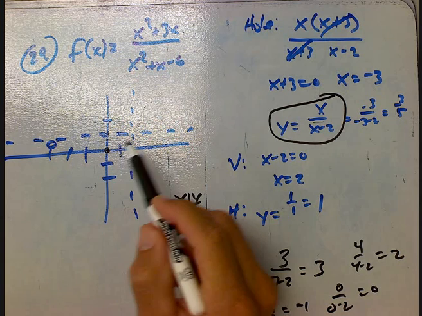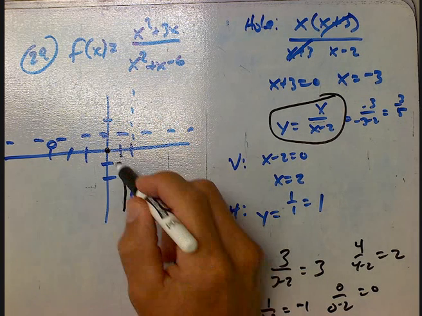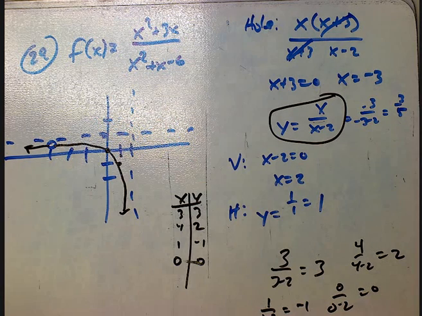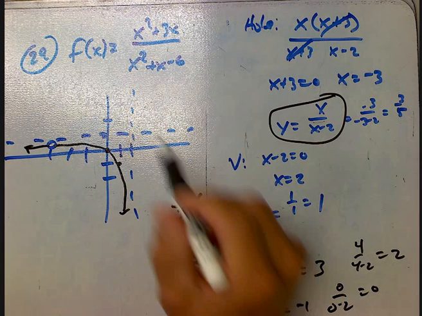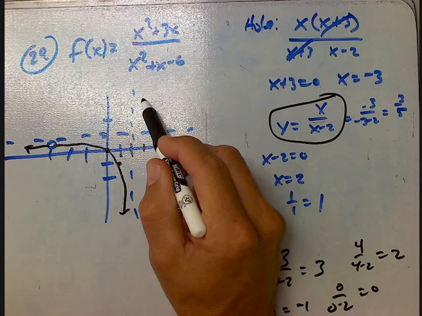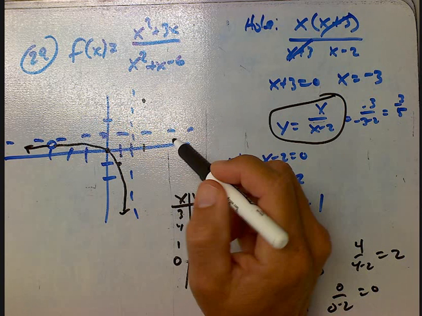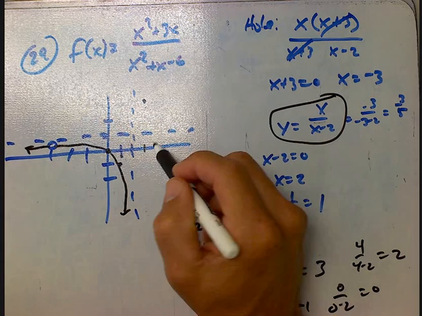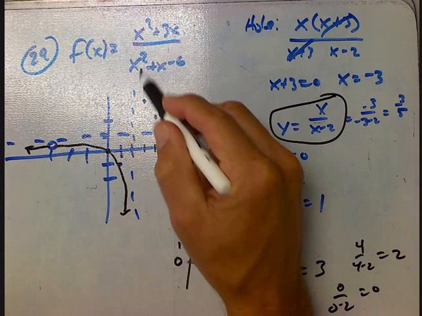So this curve comes along here. Remember not to go through the hole, but stay outside the hole. 3, 3. And then that, I believe, says 4, 2. And so it's going to look like this. And there's a picture of the graph for number 29.